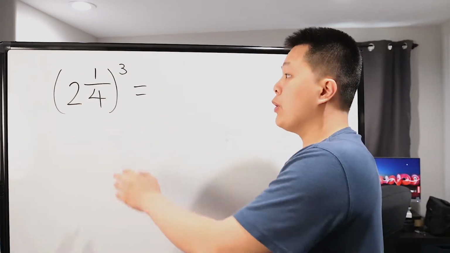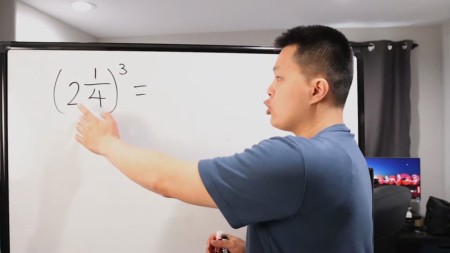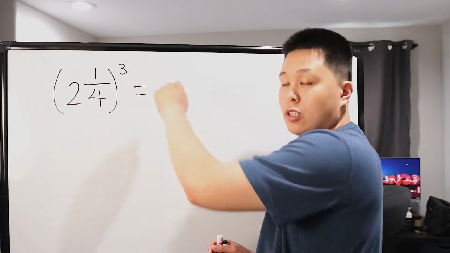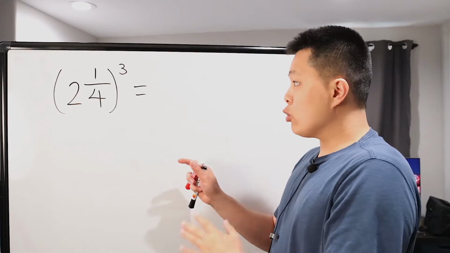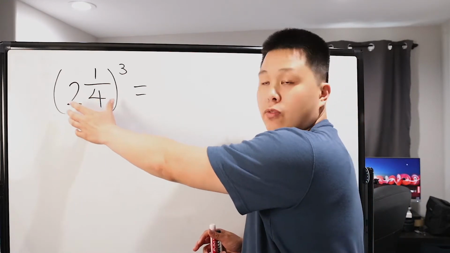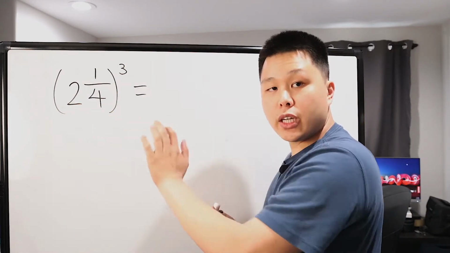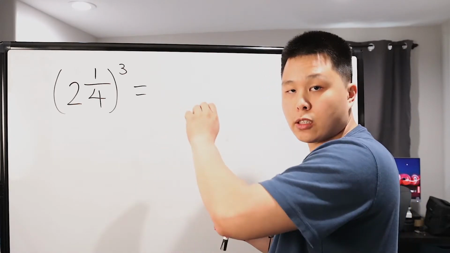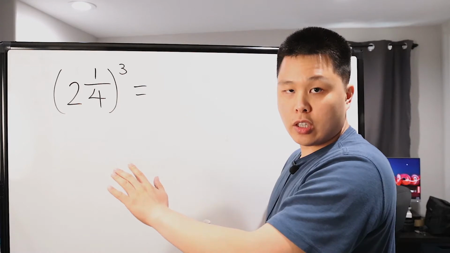So for this problem, we have a mixed fraction. We have 2 and 1 over 4 on the inside of this parentheses to the power of 3. Now, in order to work with this, for this mixed fraction we have to change it to an improper fraction. After that, we can carry out the distributing of exponents into the numerator and the denominator.